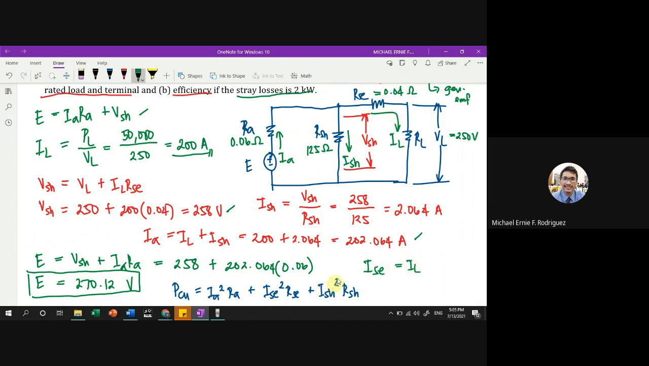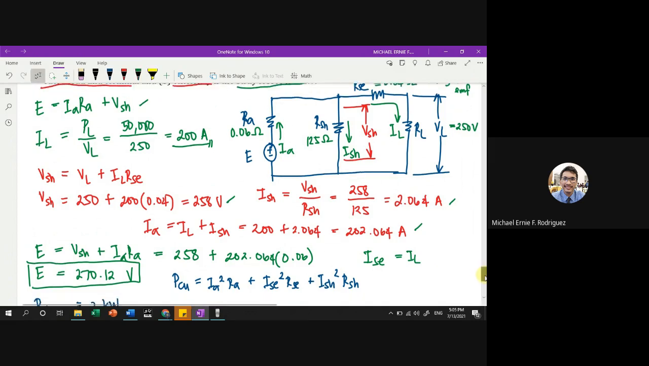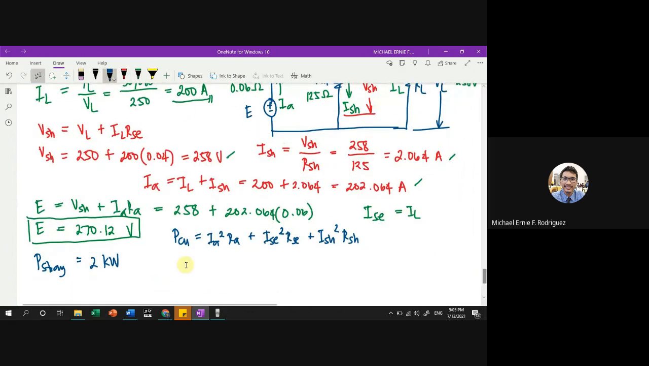And then, meron tayong ISH. Solve natin yung kanina. Ito siya, tsaka yung RSH given. So, ayusin natin yung formula ng konti. Ang formula natin is PCU is equal to IA squared RA plus yung ISE natin, IL squared times RSE, plus ISH squared RSH. Okay?